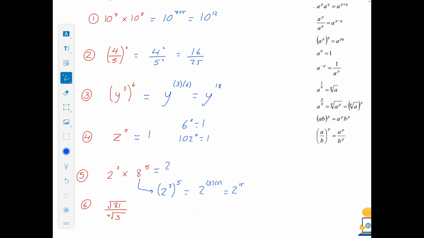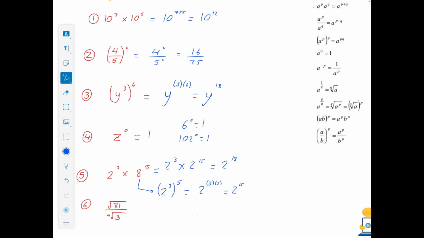That was just a little bit of rough work. So now I'm going to go back up to my question. Okay, 2 to the power of 3 can stay the way it is. And instead of multiplying by 8 to the power of 5, I'm going to multiply by 2 to the power of 15. Okay, now we're back to our straightforward multiplying because our bases are the same. So we can just add the powers. So that'll be 2 to the power of 18.